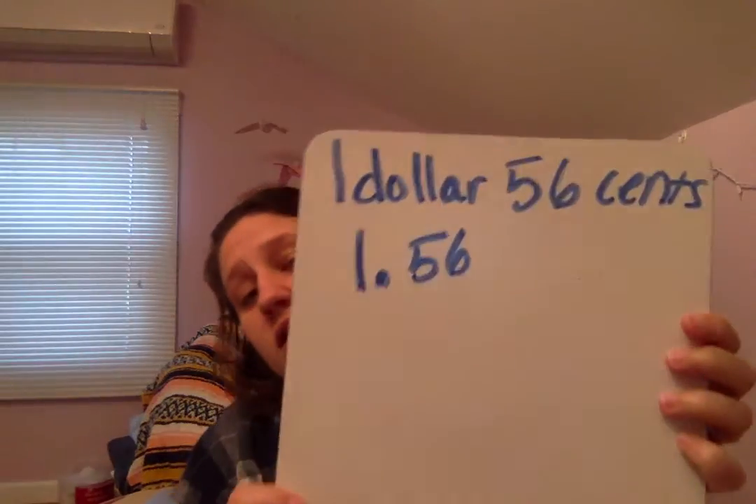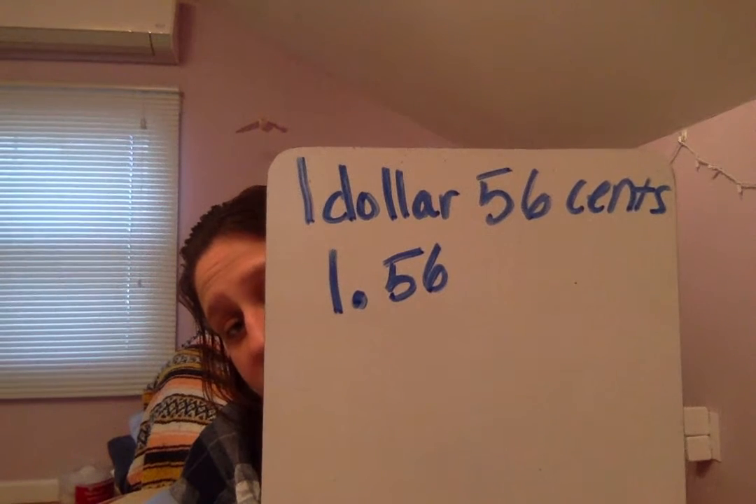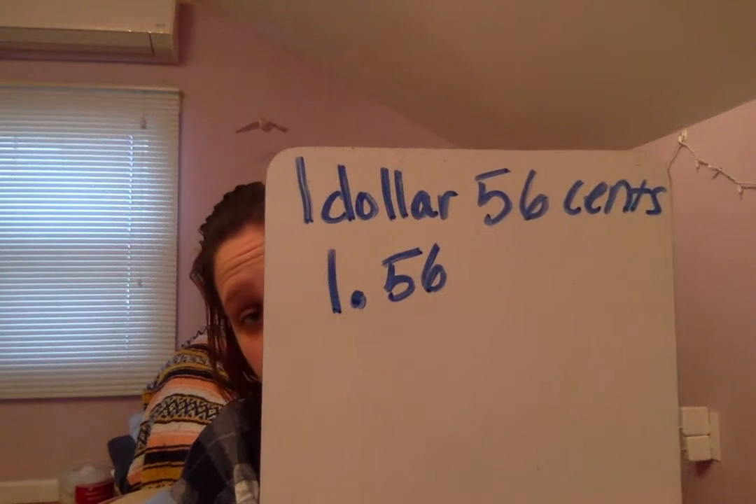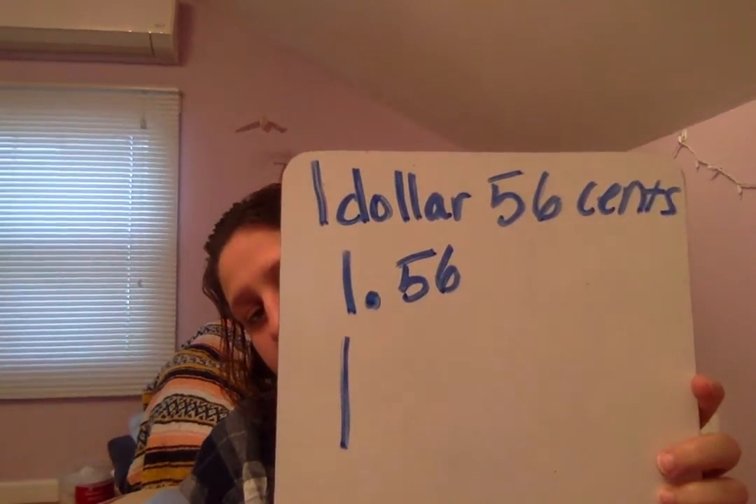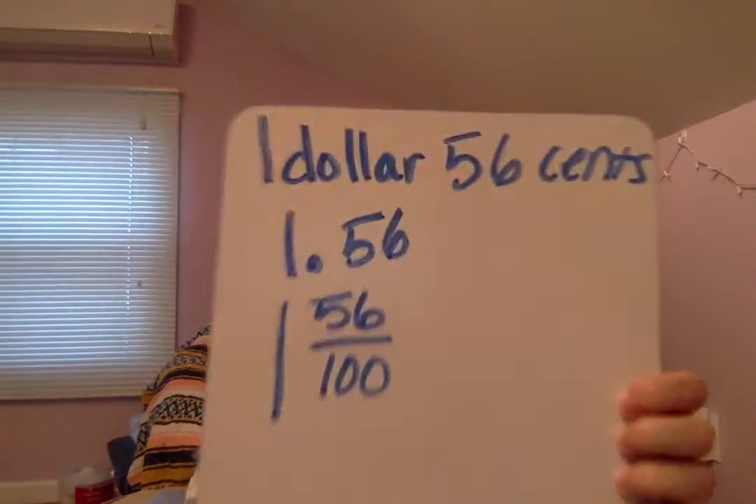So that becomes 1.56. Now, how do we write that as a fraction? Well, we've been doing it this whole time. We know that we take the 1, we make it a big 1. The 56 goes on top because it's right there. And it can't go over 10, so it must go over 100.